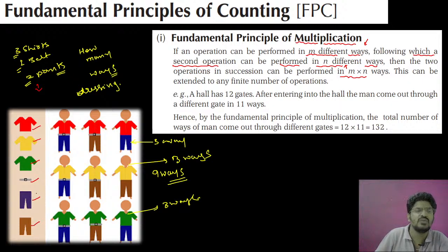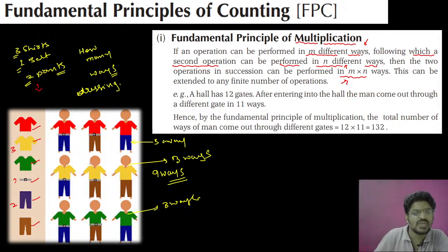Here, he has to be dressed with a shirt, with a belt, and with a pant. You have 3 shirts, 1 belt and 2 pants. Are you getting my point? That gives you how many ways? 3 plus 3 plus 3, 9 different ways. Here you have to be very careful. It is given by m into n different ways.